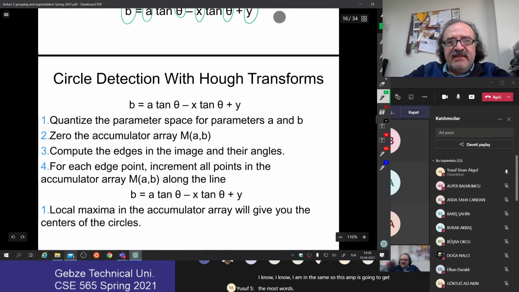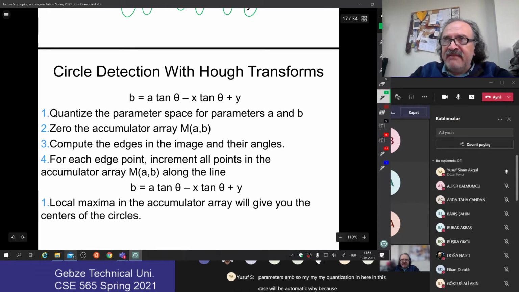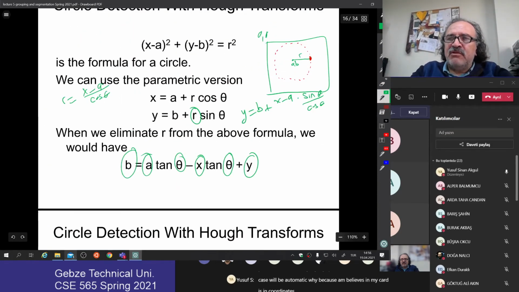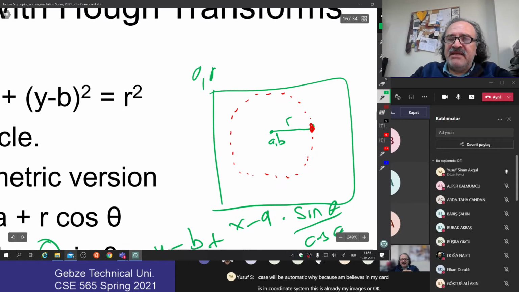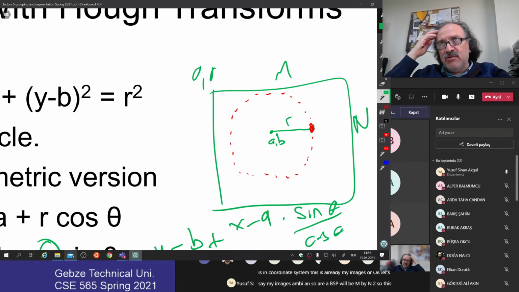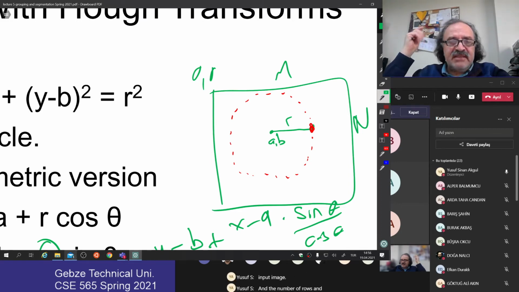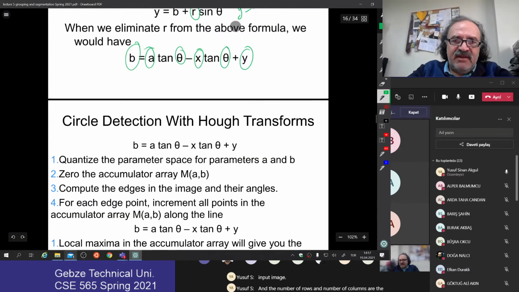Okay, let's look at the algorithm. This is my formula. Quantize the parameter space for parameters a and b. So my quantization in this case will be automatic. Why? Because a and b live in my Cartesian coordinate system. This is already my image. Let's say my image is m by n. So our AB space will be m by n too. So this is easy. My resolution will be exactly the same as the input image, and the number of rows and columns are the same. So that quantization will be very easy.